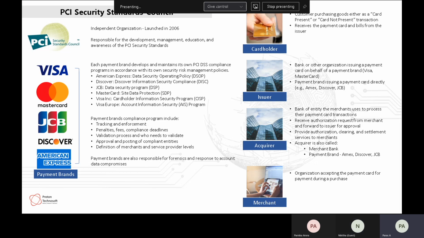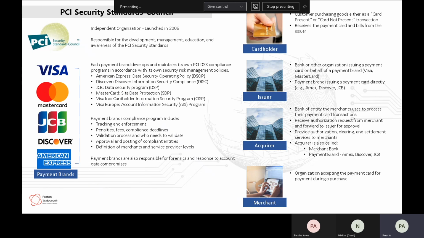Now, from a role and responsibility standpoint, like I said, PCI Security Standards Council is an independent organization which was formed in 2006. They are responsible for the development and management of the security standards that they develop. Then we have payment brands, which is Visa, MasterCard, JCB, Discover, and American Express. And each of these payment brands have their own security program. Like American Express has DSOP, Discover has DISC, JCB has DSP, and so on.